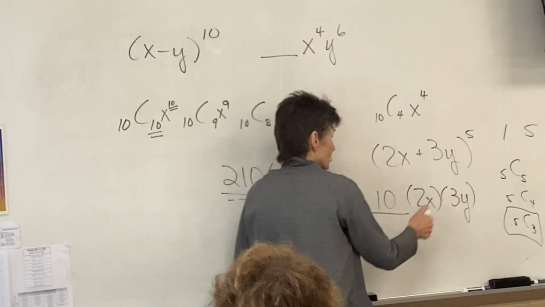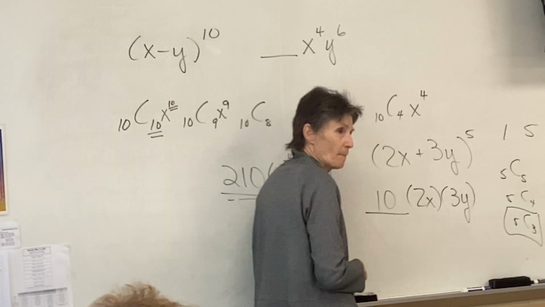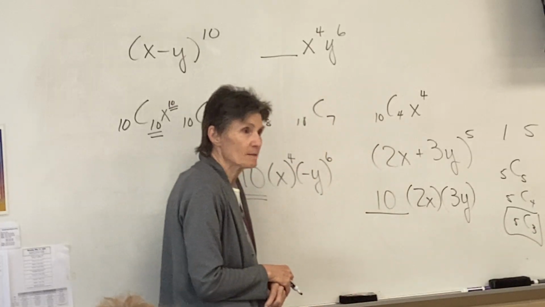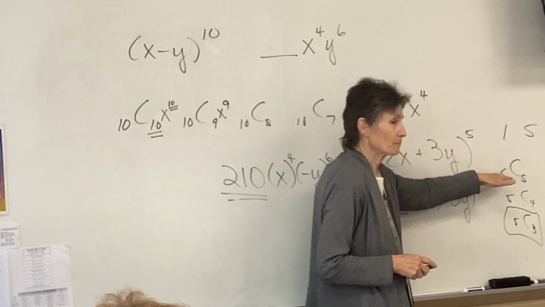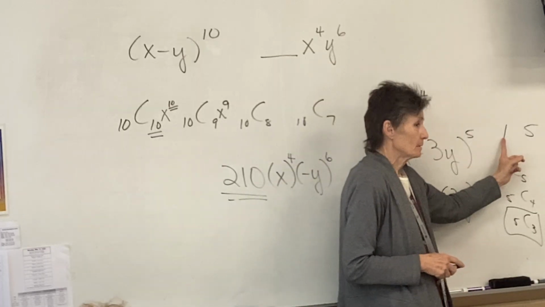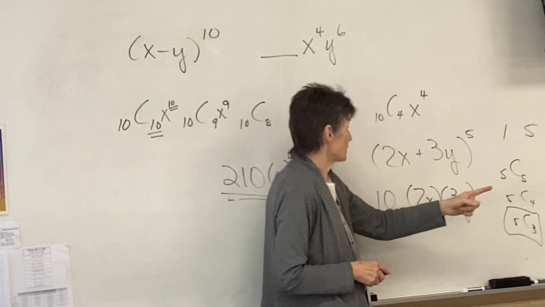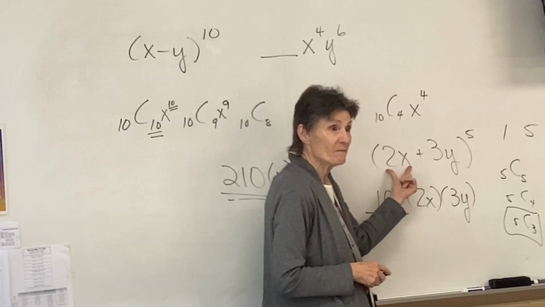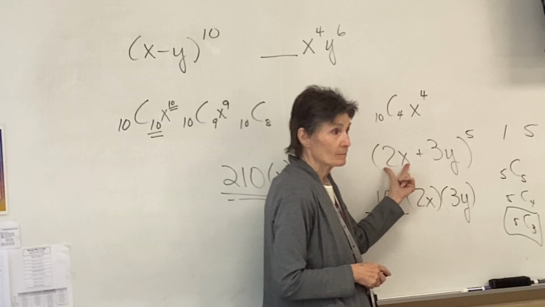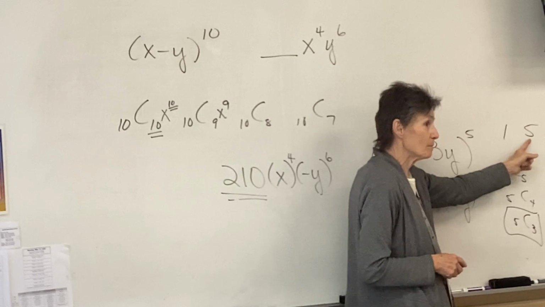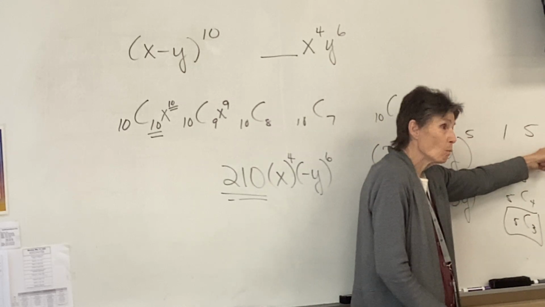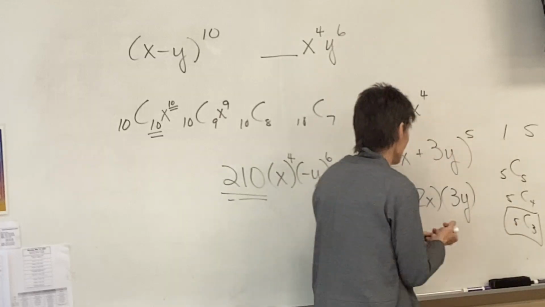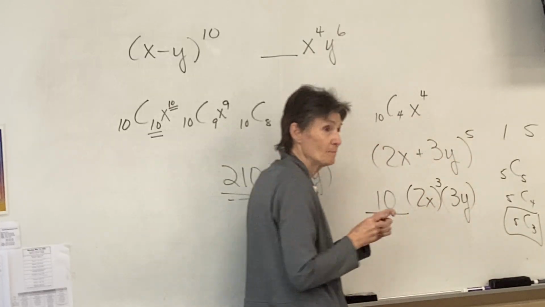You need some exponents. In the first term, the exponent on 2x would be 5. In the second term, it would be 4. And in the term I want, the exponent on the 2x is going to be 3.